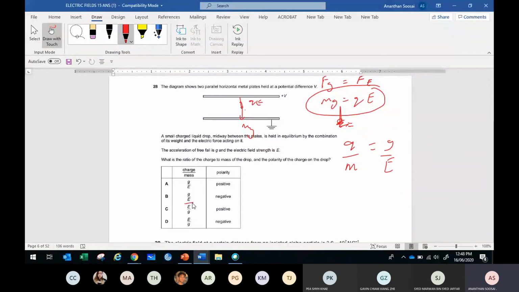G over E, or it can be A also, G over E. But check, the charge must have what type of polarity? It should be negative. How to know? Because the electric force must be upwards. For the electric force to be upwards, the charge of the particle must be opposite to the charge of the upper plane. Upper plane is positive, so the charge of the particle must be negative. Then only the electric force will be upwards. So it should be negative. So answer is B. Good.